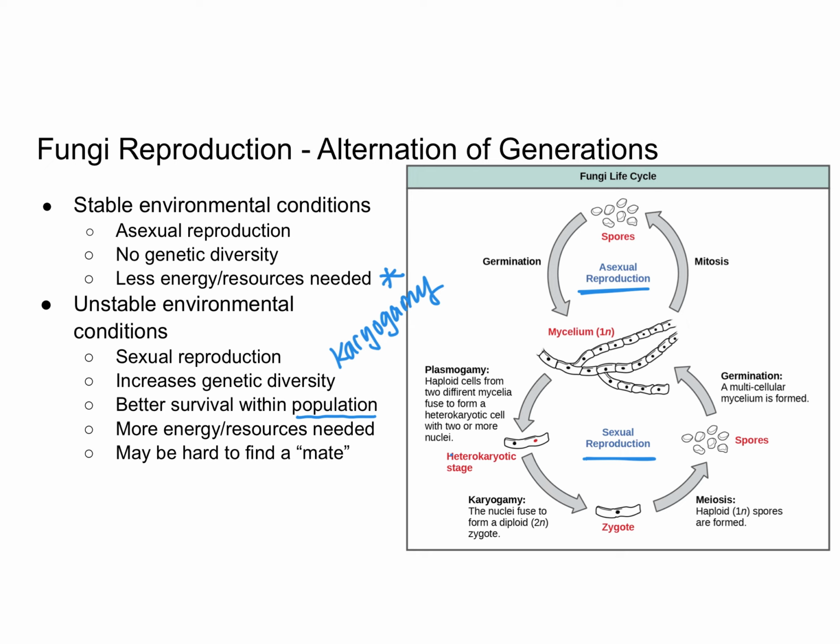It also might be hard to find a mate. So remember that with sexual reproduction, especially with heterothallic fungi, you have to have these two different mating types coming from two different organisms. And those organisms have to be close enough together that their mating cells can physically come together.